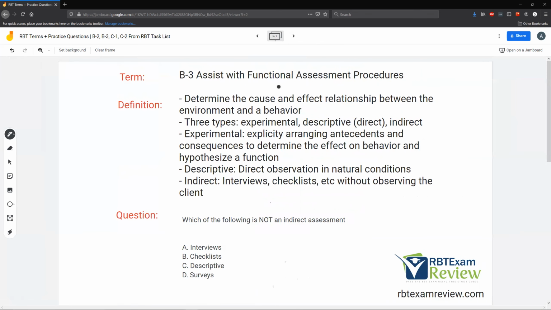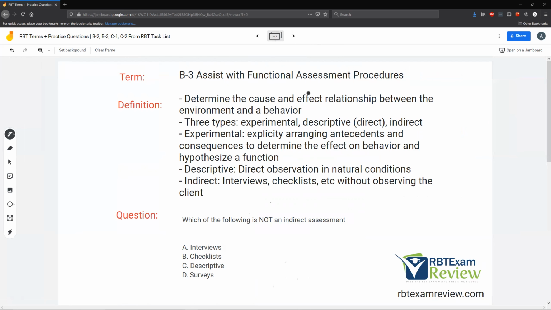B3, assist with functional assessment procedures. Okay, so again, as the RBT, you'll be assisting with these assessment procedures. Now, what is a functional assessment? A functional assessment is trying to determine the cause and effect between the environment and behavior. Basically, we want to know the function, okay? What is the function of the behavior?